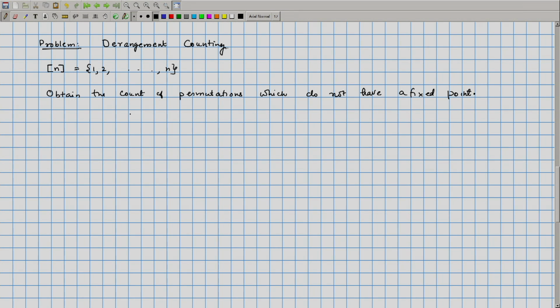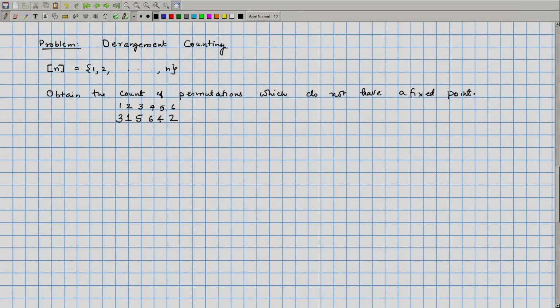Okay, so, what is a fixed point? Let us take an example. If you look at the permutation 3, 1, 5, 6, 4, 2, this is a permutation of numbers from 1 to 6. At position 1 we have 3, at position 2 we have 1, at 3 we have 5, at 4 we have 6, at 5 we have 4 and at 6 we have 2.